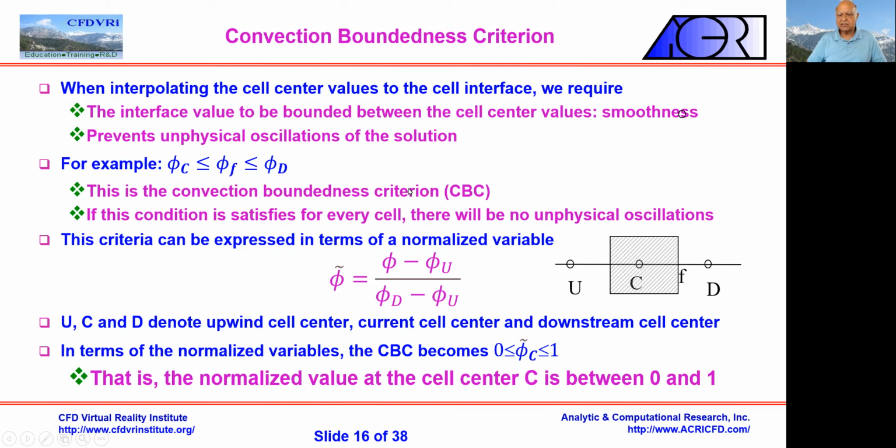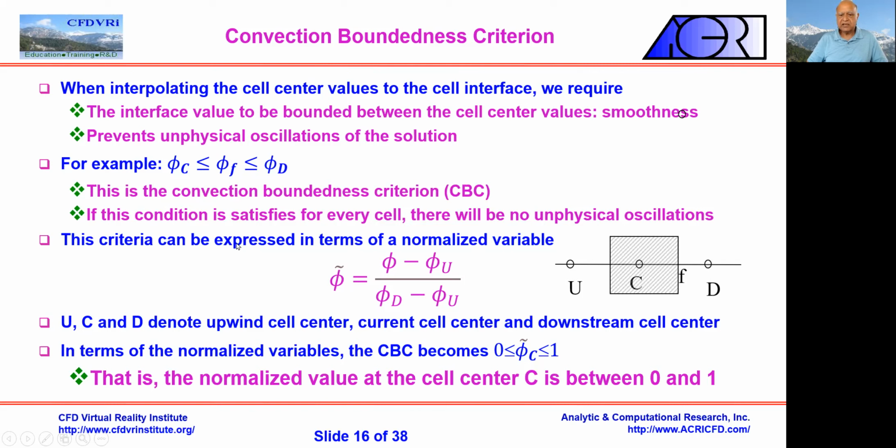You see, some of the high order schemes will not show that. Upwind differences would put a gradient of this and this in there, so we will not know if this is between these two points. It may be different depending on the value of the W point. If this condition is satisfied at every cell, there will be no unphysical oscillations.